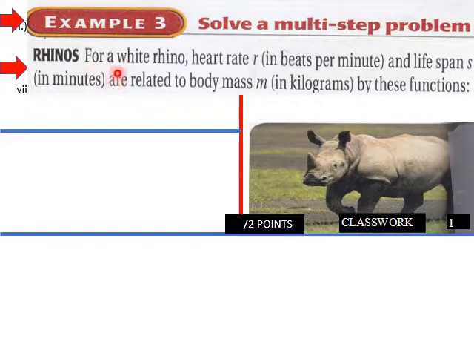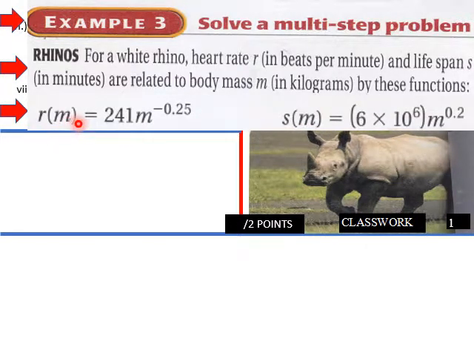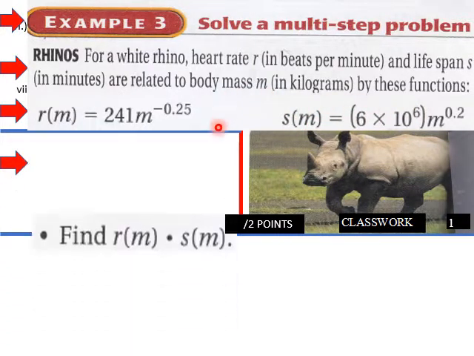Solve a multi-step problem for a white rhino. The heart rate R in beats per minute and lifespan S in minutes are related to body mass M in kilograms by these functions. So R of M equals 241 times this number, and S of M equals this. So we have two functions, heart rate R and lifespan S, for body mass, where they're related to lifespan in minutes. Heart rate affects your lifespan, as well as body mass.